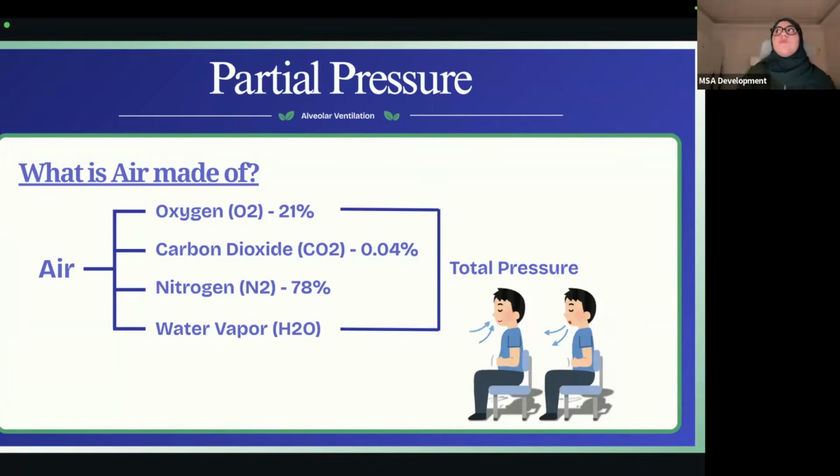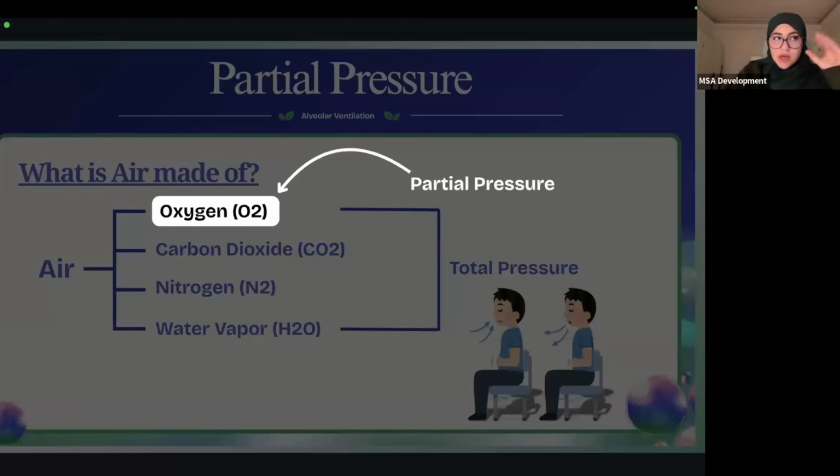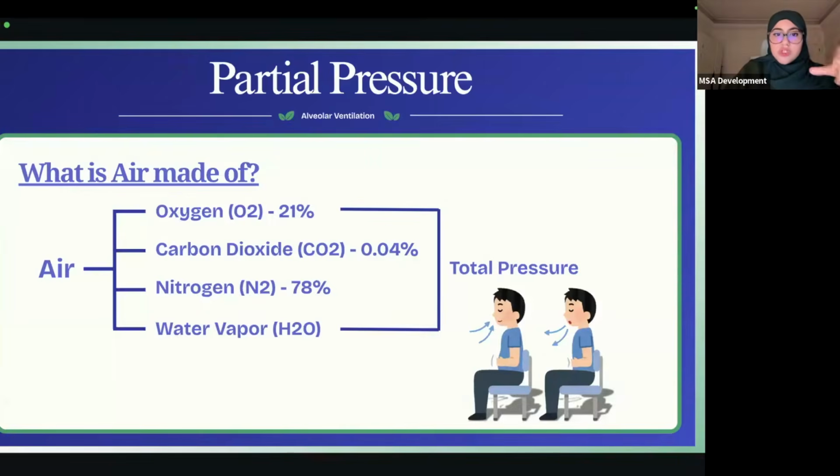So around me is a pressure, and it's hitting on me. This is the total pressure. Each of these components of air is called a partial pressure. And so the partial pressure of oxygen is a specific amount in the room, it's a fraction. It's 21% in the room, just like we said before.